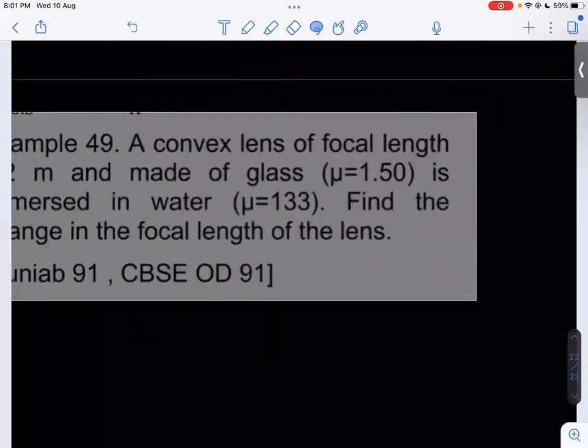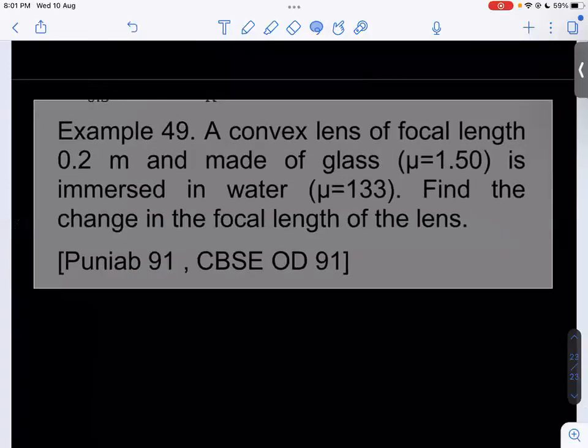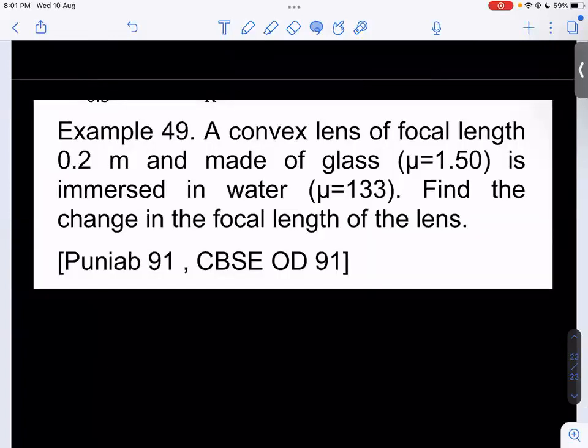There is a convex lens of focal length 0.2 meter and made of glass whose refractive index is 1.5. Now it is immersed into a medium of refractive index 1.33. Read the question carefully. Find the change in focal length. Change is final minus initial. Good.